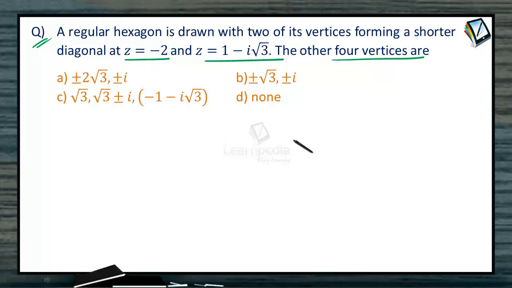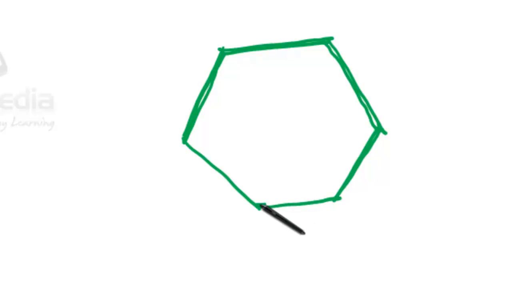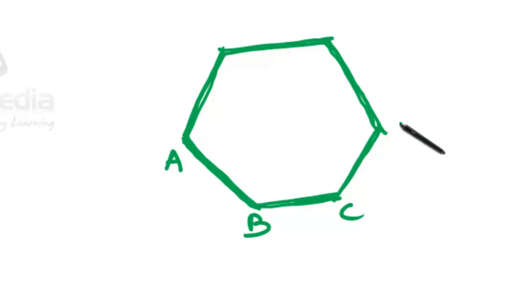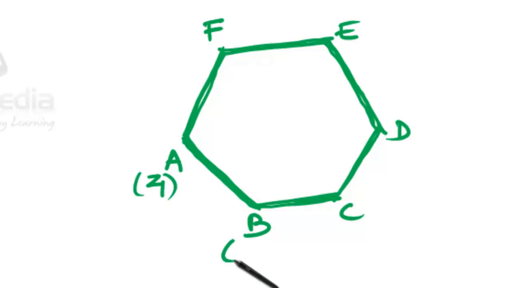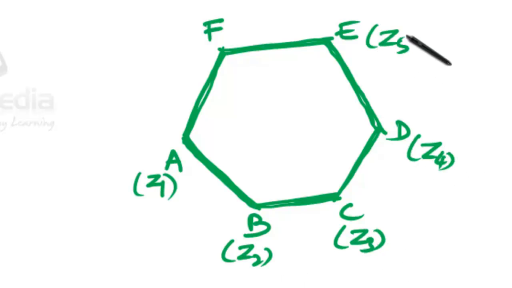First of all, let us describe the regular hexagon in this way. See, this is the regular hexagon which has been described, where you are given two vertices whose join is the shorter diagonal. Let us take the vertices as A, B, C, D, E and F. In fact, we'll take Z1, Z2, Z3, Z4, Z5 and Z6 to represent the points A, B, C, D, E and F on the regular hexagon.